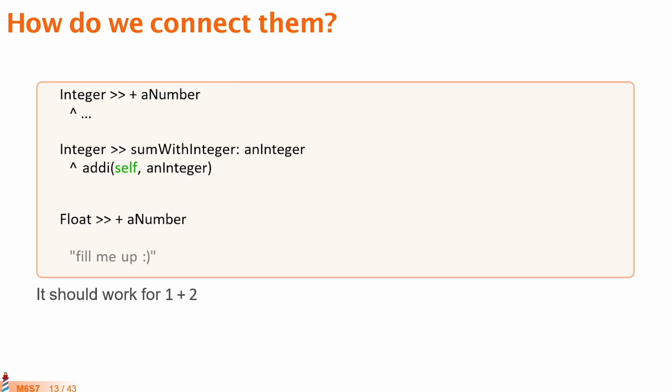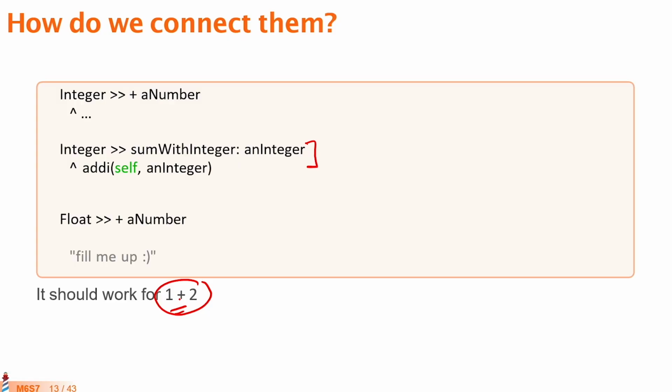Now we know that we have sumWithInteger here. So the question is how do we use this sumWithInteger from the other one? Our idea is that we are basically working on that. So it should work. Now we should be able to have a solution for 1 plus 2, where 1 and 2 are integers.